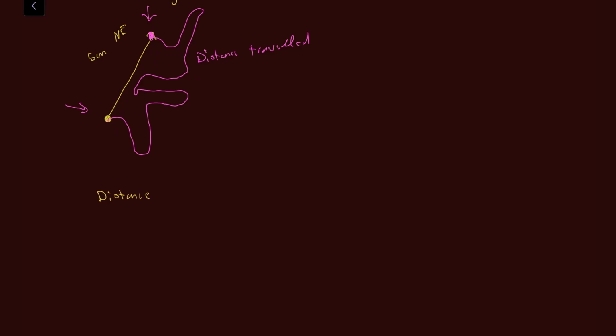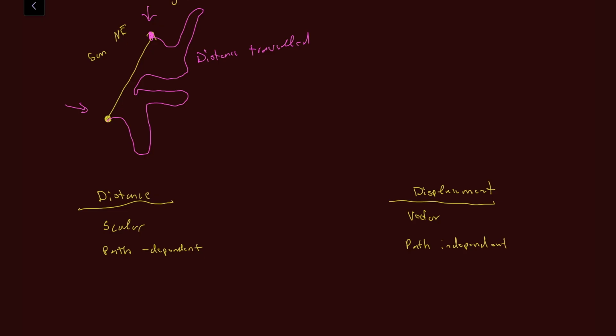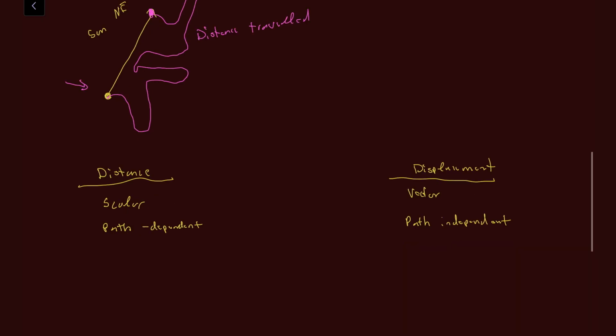So let's highlight that for a second. The distance and the displacement. Your total distance traveled is going to be a scalar quantity, and it is path dependent. That means that it actually cares about the actual path you took. Displacement is a vector quantity, and it is path independent, meaning it doesn't care about the actual path you took, just the starting and the end points. So those are two very important things to keep in mind.